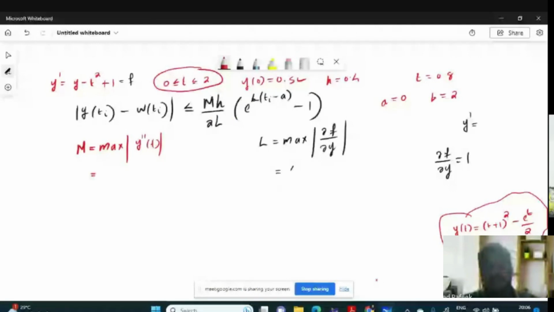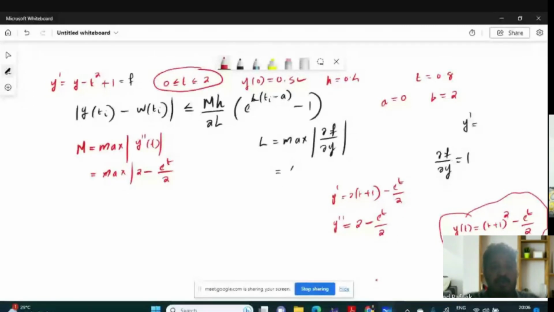Find the y dash first. Y dash is equal to 2 into t plus 1, minus e raised to t by 2. Y double dash is 2 minus e to the t by 2. You need to find the maximum of this curve. This is a mod function: the maximum of the modulus of 2 minus e to the t by 2.